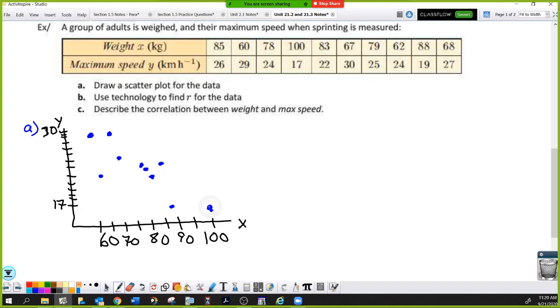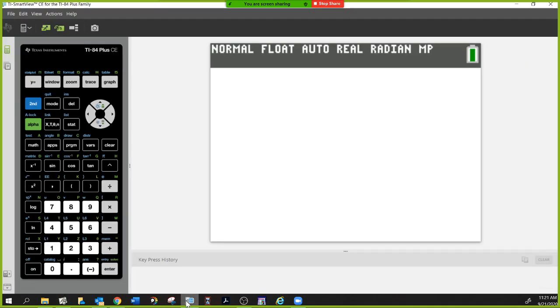It says use technology to find R for the data. Thank goodness we're using technology, right? Because we are not trying to use the Pearson's product moment correlation coefficient equation, that was a lot of words, by hand. We don't want to do that. Instead, we will go to handy dandy graphing calculator, and thank goodness for technology.